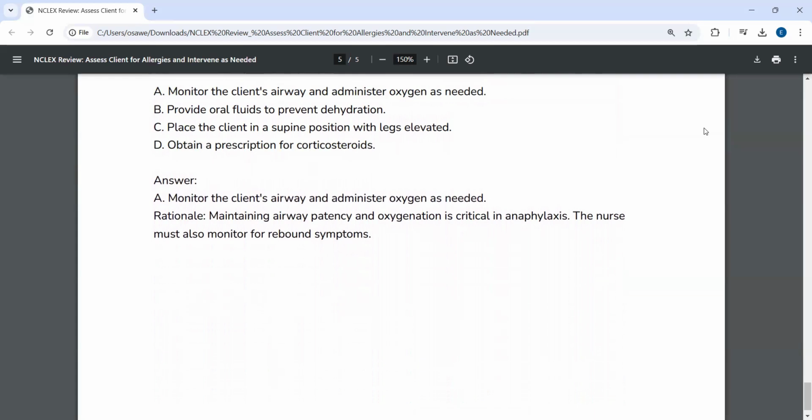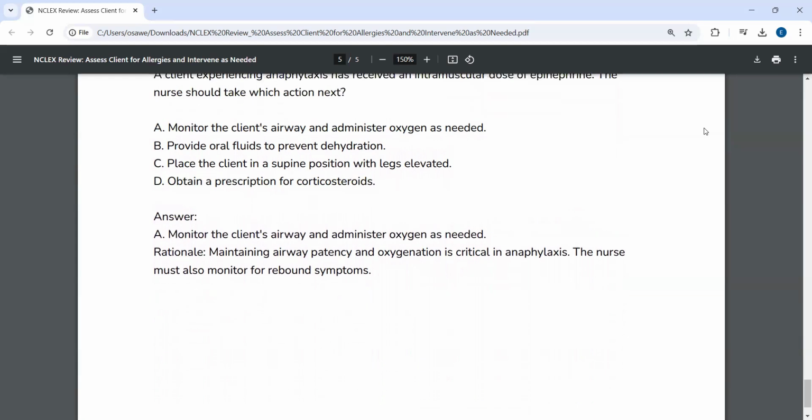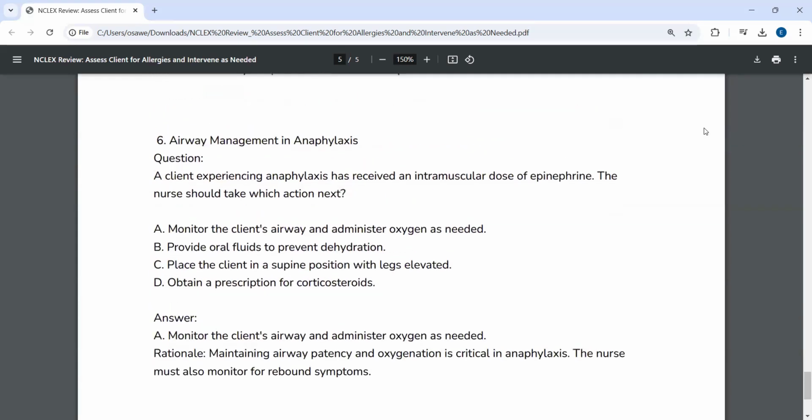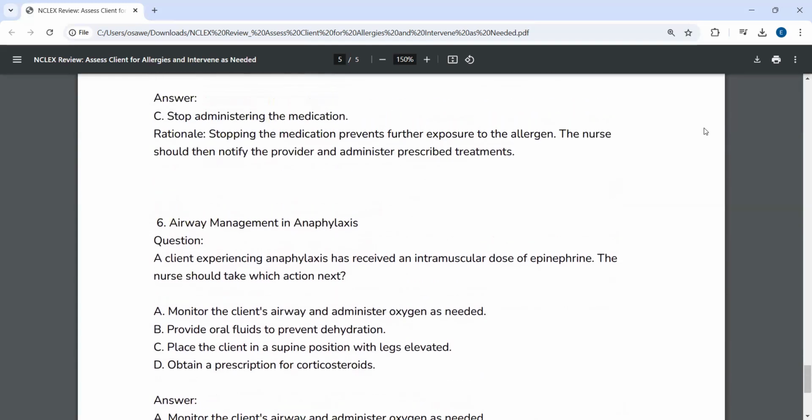So that is it, guys, for everything you need to know about how you assess a client for allergies and intervene as needed. So these are important things you need to know for the NCLEX exam. And trust me, if you get any allergy type question, you would be so strong in getting the answers.